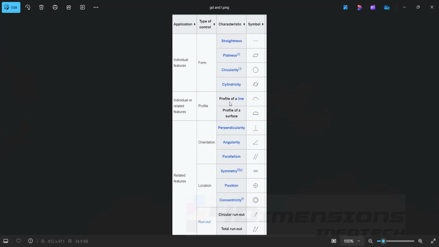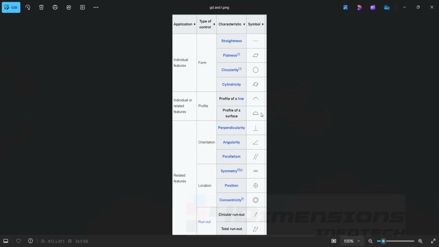Whereas the characteristics that are coming under profile, that is profile of line or profile of surface, they may require datums here. It is optional for them. And after profile, these three controls, that is orientation, location and runout, which are having characteristics such as perpendicularity, angularity, parallelism, symmetricity, position, concentricity, and runout type means circular runout and total runout, each characteristic requires datum references.